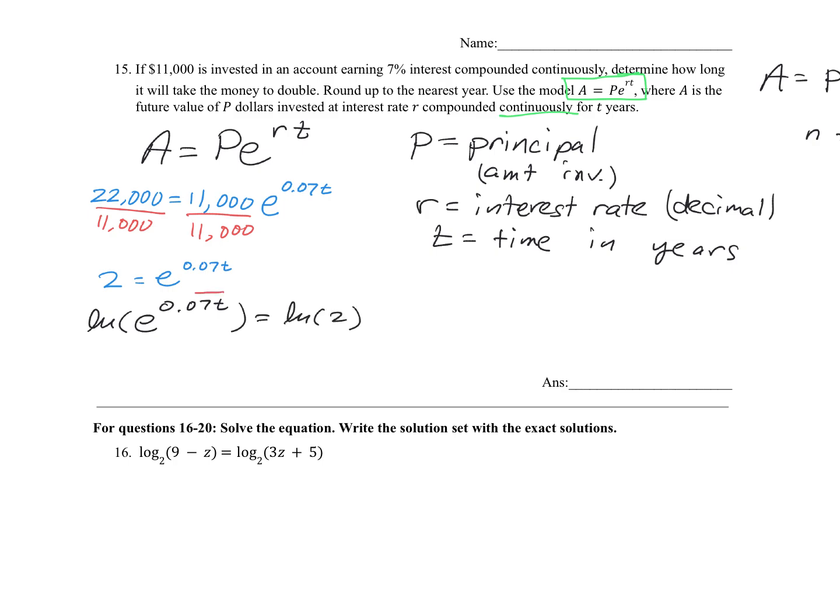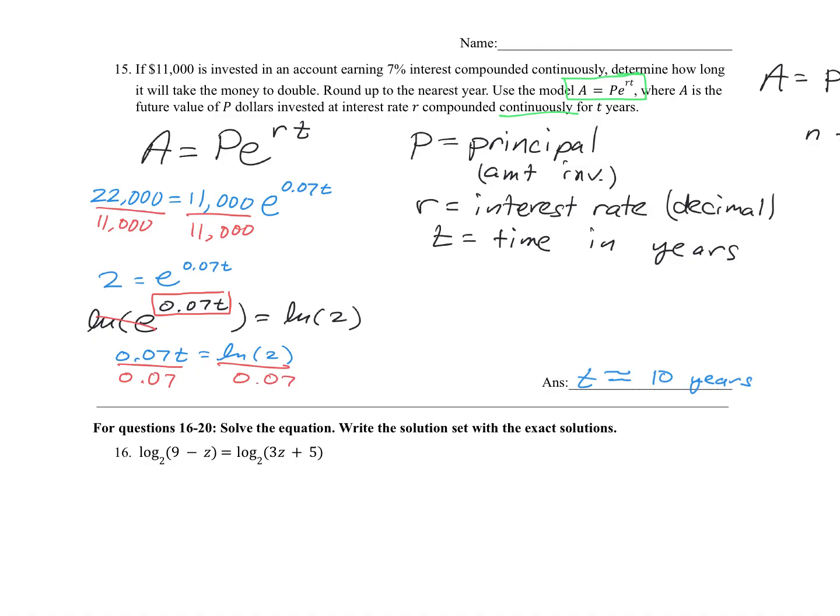Remember again, this exponent will either come down, or in this case, because we're dealing with the number e, the natural log of e just cancels out, and they're inverses. So we get 0.07t equals the natural log of 2. Last step in solving this is divide both sides by the 0.07. And when I do that, I'm going to get t is approximately 10 years. So it'll take 10 years for my money to double in this account.